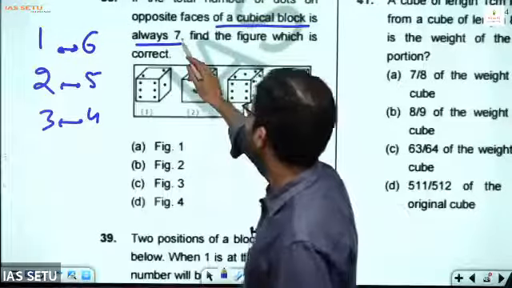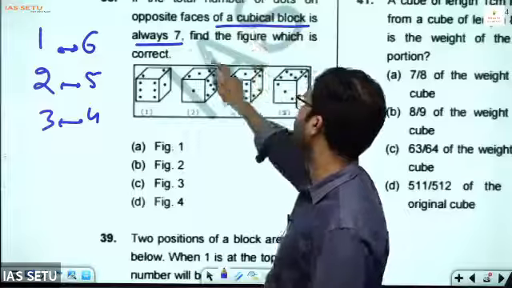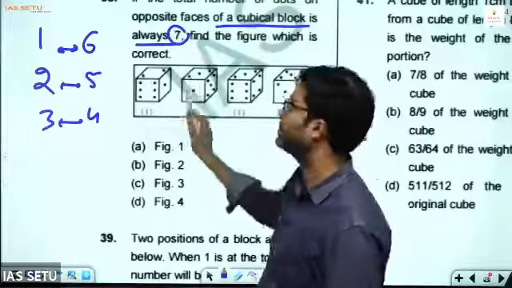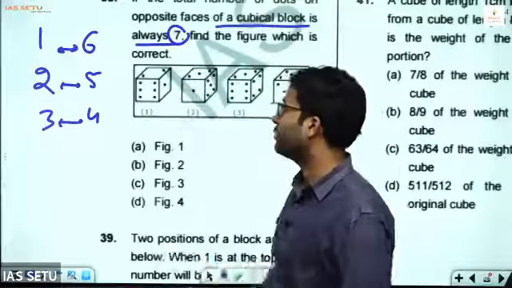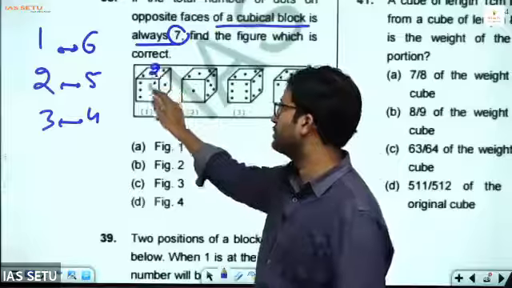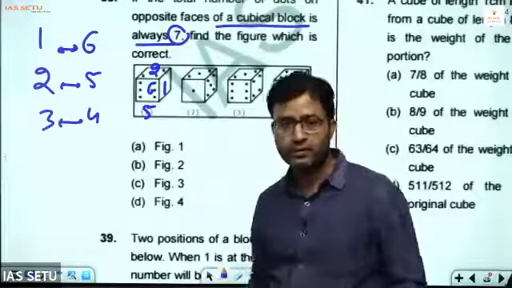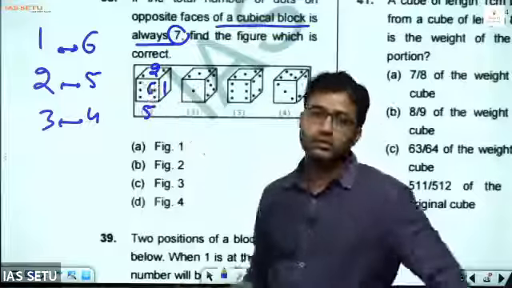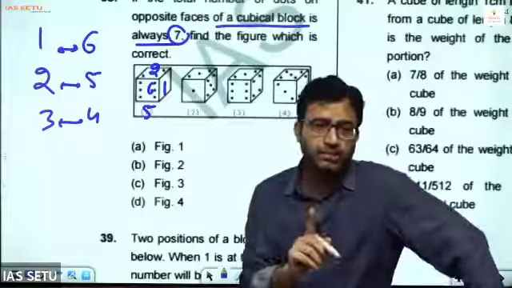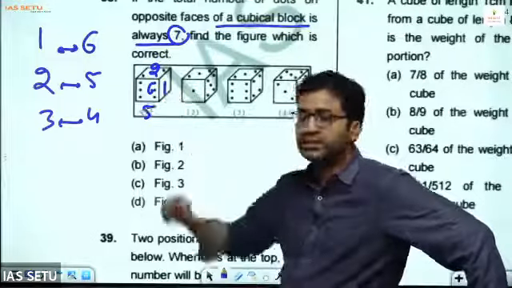Now here, if the total number of dots on opposite faces of a cubical block is always 7, find the figure which is correct. Now we come to figure 1. This is 2, this is 6, this is 1. Opposite of 2 you can put 5. Fine. But opposite of 6, I have to put 1 only. But 1 is already used adjacent of 6.